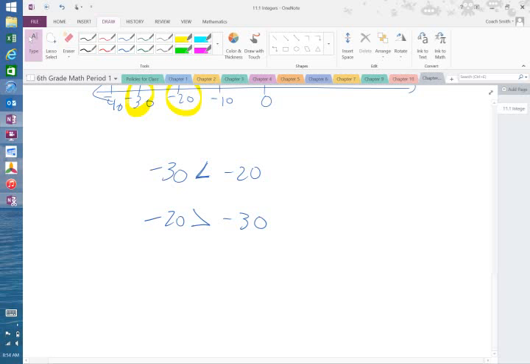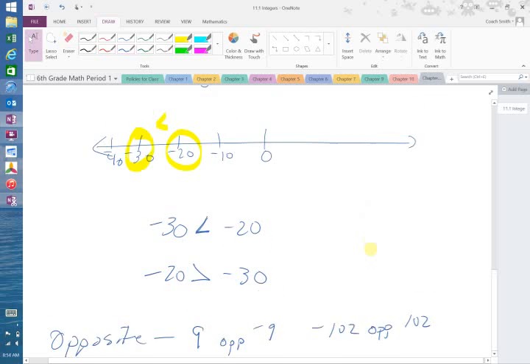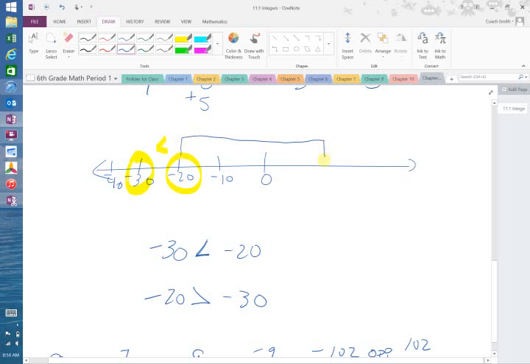Okay? Now, the word opposite is simply that. If I say positive 9, the opposite of positive 9 is negative 9. If I say negative 102, the opposite of negative 102 is 102. For every number on the number line, for this negative 20, over here, there's a positive 20. For this negative 30, over here, there's a positive 30. The same distance from 0 on the right side.